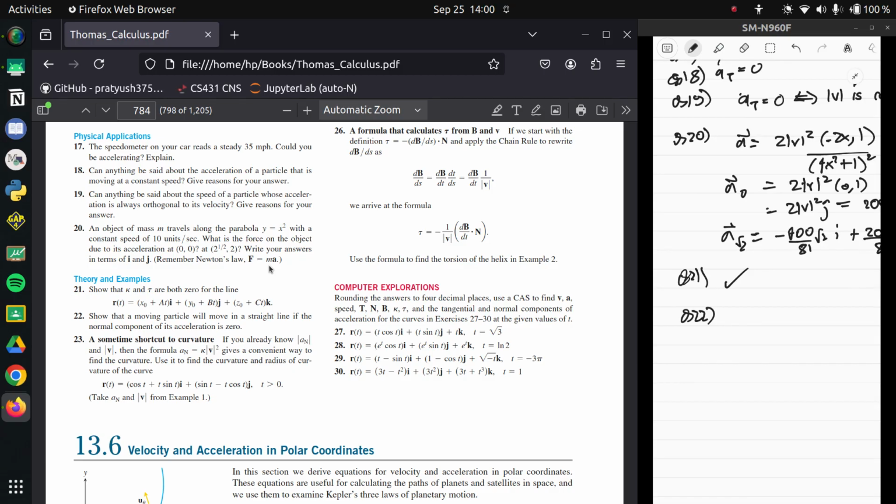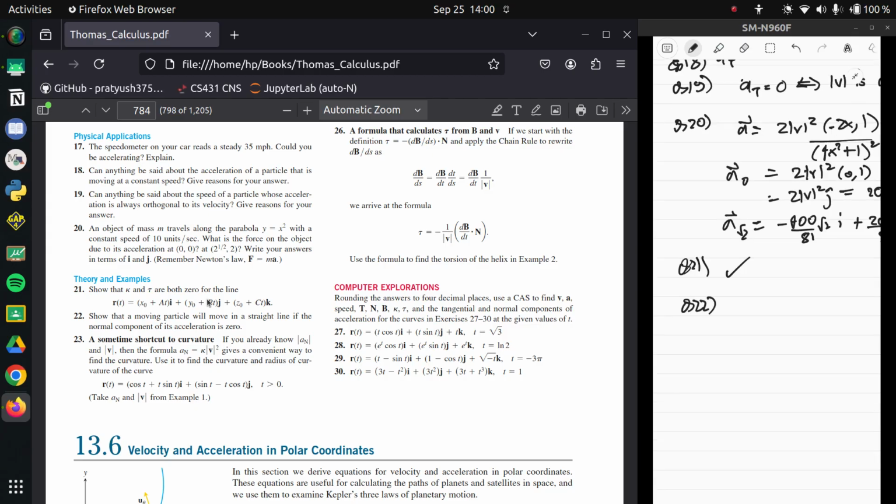So that a moving particle will, so the first condition was that your kappa is not 0, right? For this to make any sense, but since it's already just that, yeah. So that a moving particle will move in a straight line if the normal component of its acceleration is 0. Yeah, I mean if the normal component is 0, what does that mean? That just means v cross a is 0.